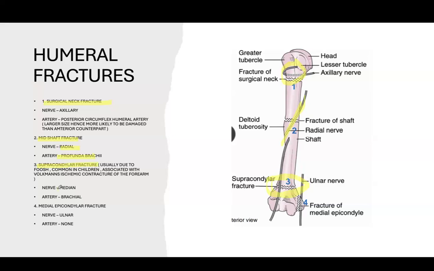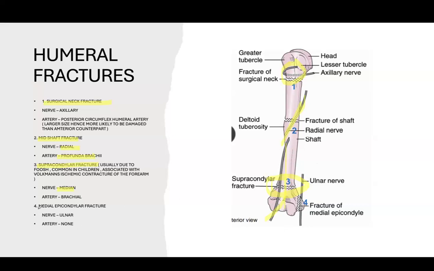If you have a supracondylar fracture, which is over here, as you can see, just above the condyles, the nerve affected would be the median nerve because it's running here, as you can see. And the artery would be the brachial artery because the brachial artery runs just at this point, and this is the point where you take the pulse for the brachial artery also.